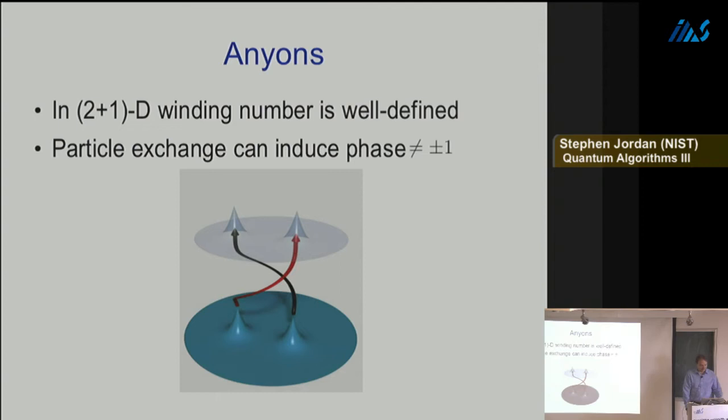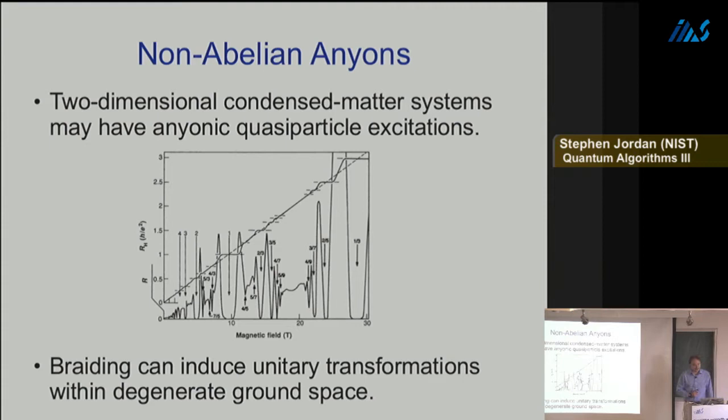So instead of fermions and bosons, which correspond to plus one or minus one under exchange, you can have any phase under exchange. And in fact, not only can you have phases, but you can have unitary transformations that depend on this winding. Here's a graph I threw on the slide from a paper. I probably should have written where this came from. This is something called the fractional quantum Hall effect. I put it up there to emphasize that there are actual experimental systems where people think that anyons really exist as quasi-particle excitations, and that even non-abelian anyons might exist. The point is that you have some system with a degenerate ground space, and when you wind the particles around each other, it induces a unitary transformation within that degenerate space.